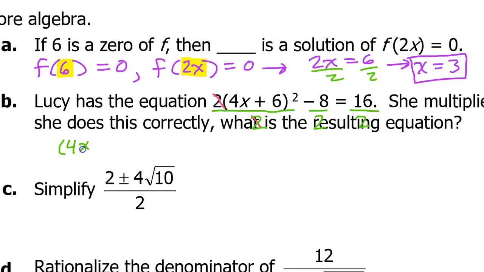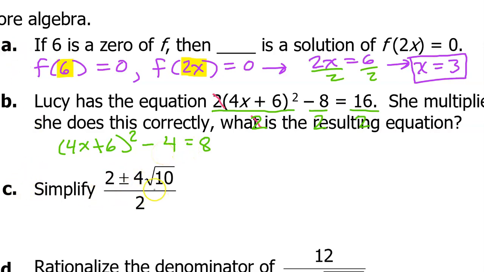I'm left with 4x plus 6 squared. Nothing happened to the stuff inside, all right? The 2 I divided by just cancels out the 2 in front. And then this minus 8 divided by 2 gives us negative 4. And 16 divided by 2 is 8. So this should be your resulting equation.